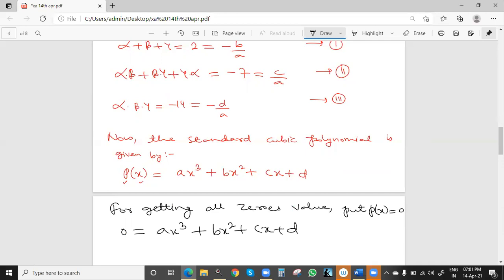Now we can take a common. Why a common? Because here we have the b by a value, c by a, and d by a, which means a is always in the denominator. So we can take this now.